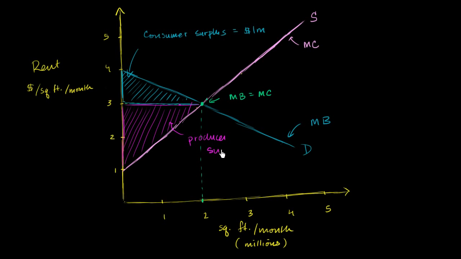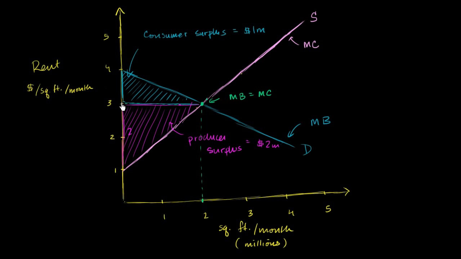The producer surplus, and we can calculate that as well. The height right over here is $2. $2 times this width is 2 million square feet per month. 2 times 2 times 1/2 is 2. So this is equal to $2 million. So if we were to talk about what the total surplus is, it is $3 million.